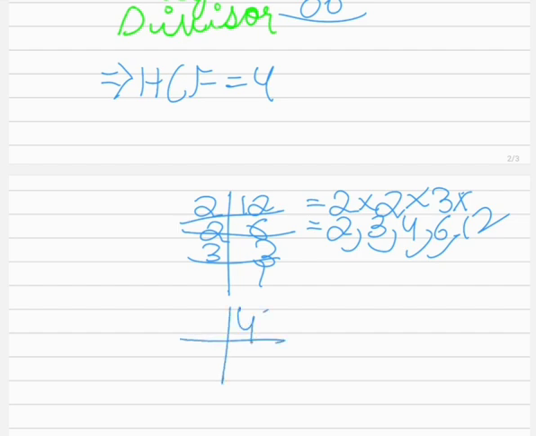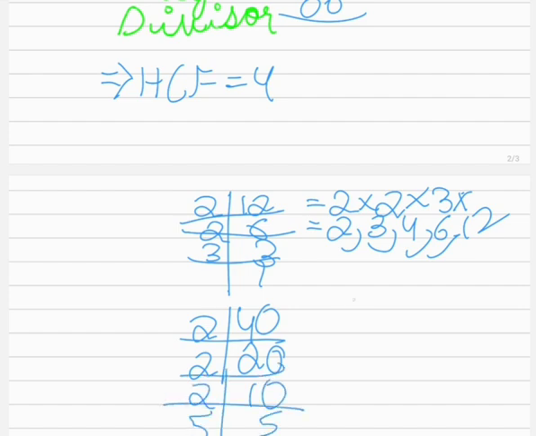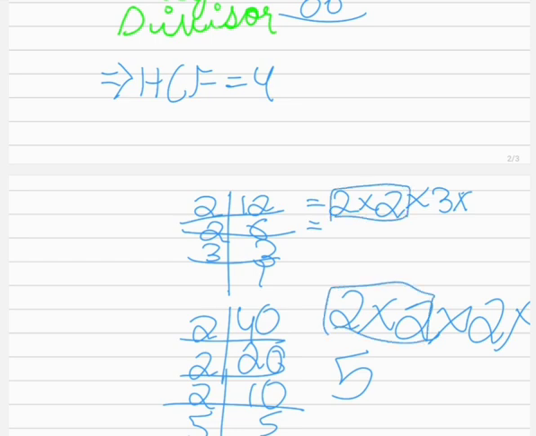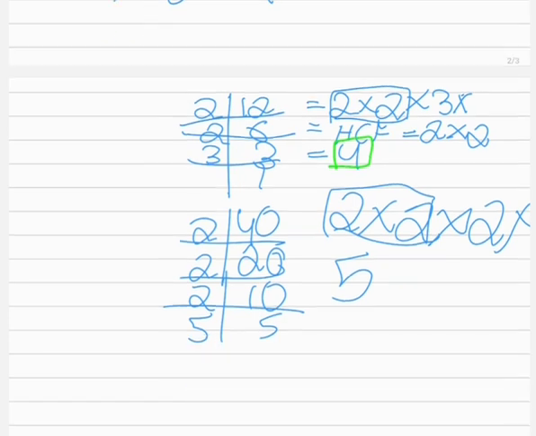Then divide 40. We can divide it by 2, then 20, then divide by 2, 10, 2, 5, 5. So 40 is equal to 2 into 2 into 2 into 5. One minute, I had done it wrong. Yes, it's correct. So 12 is equal to 2 into 2 into 3, and 40 is equal to 2 into 2 into 2 into 5. The common repetition is 2 into 2 only, because there is no third 2 repeating in this case. So HCF is 2 into 2, which equals 4. And our HCF is correct with the listing method also, and I have done it with prime factorization.